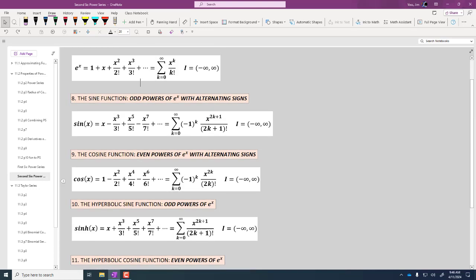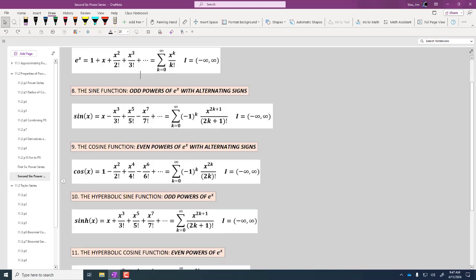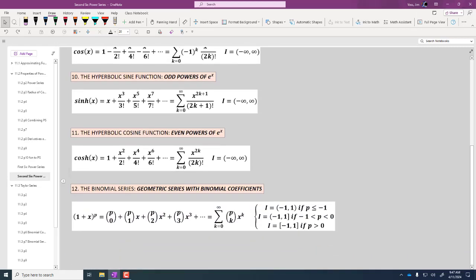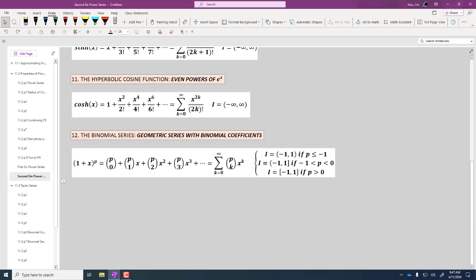But up here, remember sine is just the odd powers of e to the x, and you throw in a switch. Cosine is just the even powers, and you throw in a switch. And then the hyperbolic sine, same as the sine, except for the switch. You take away the switch. Similarly for cosine. And then there's that one, which we will get to today.